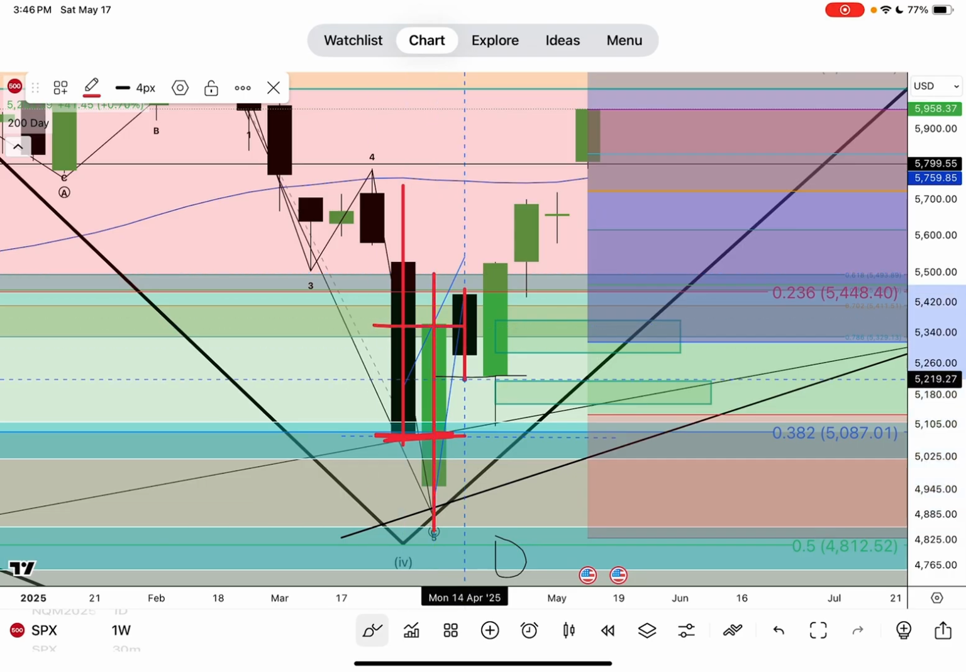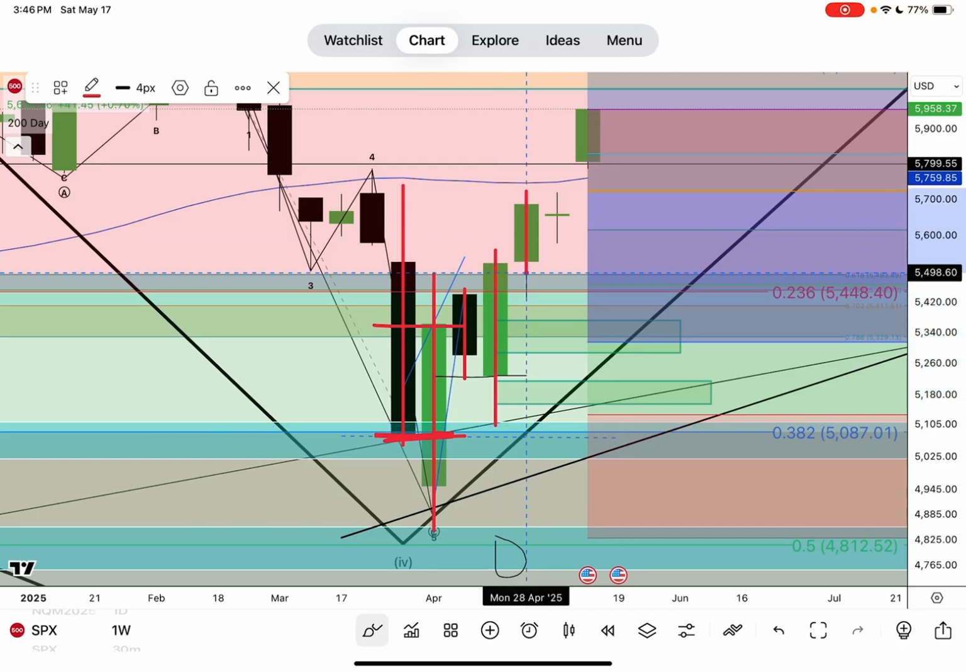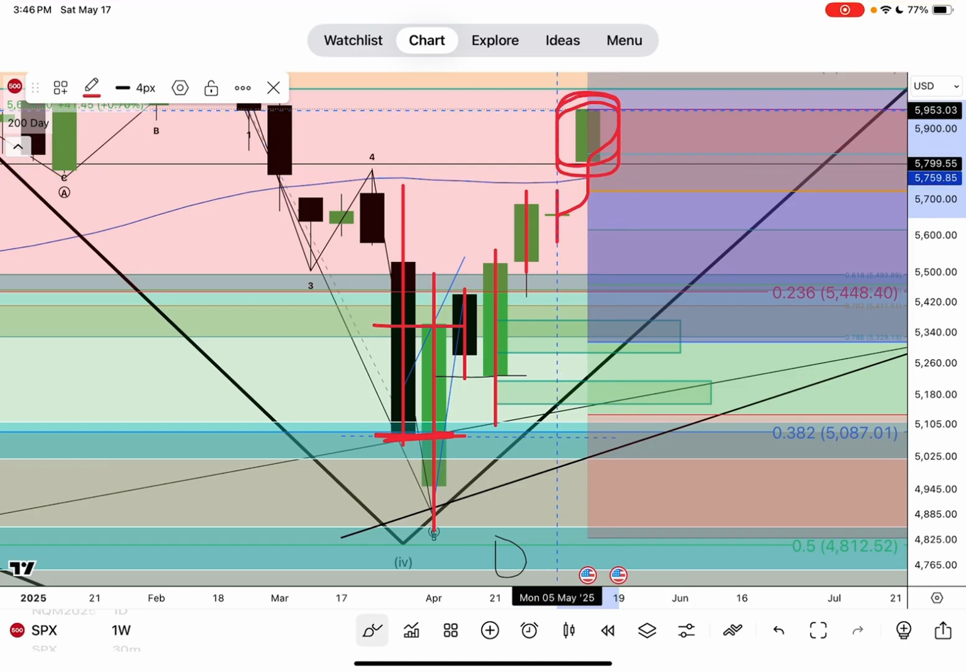Then you form a doji the next week, a bullish engulfing the week after, and then you have another green weekly, and then a doji, and then a gap up above the 200-day. You see this gap up above the 200?